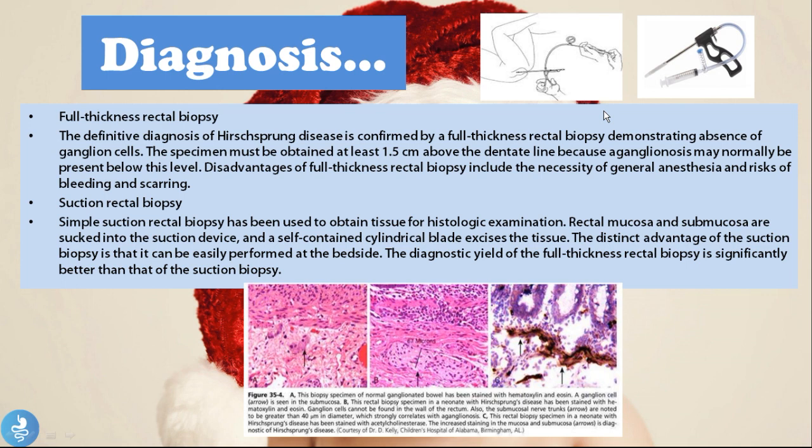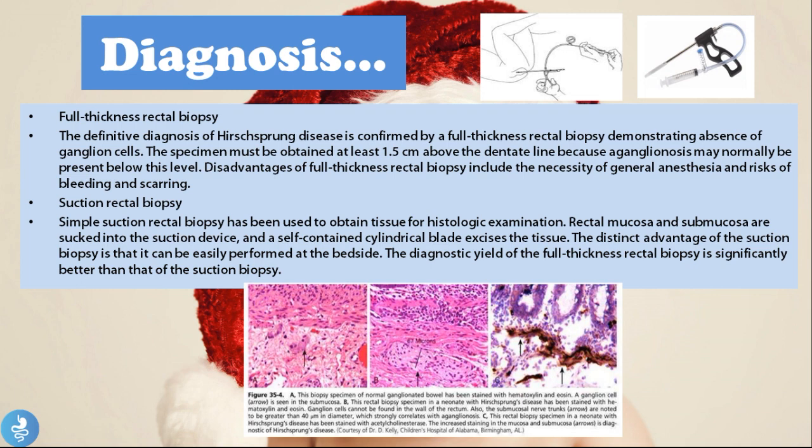So the procedure of the full thickness rectal biopsy is shown above. You can see this biopsy gun, which is inserted into the child's anal canal and well into the affected segment, and a biopsy is taken from that area. We could also do a suction biopsy.